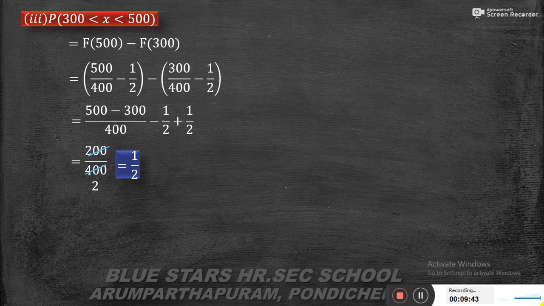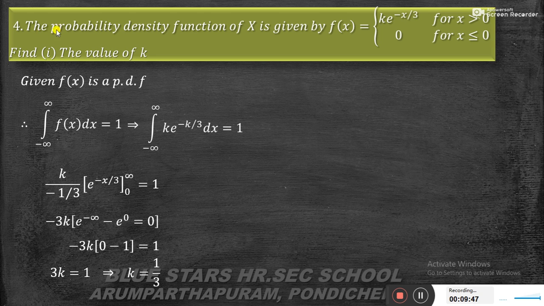You see the fourth problem. The probability density function of x is given by, probability density function means small f of x, so they give the small f of x equal to k into e power minus x by 3 for x greater than 0 and 0 for x less than or equal to 0. They ask the question, find the value of k, subdivision 1. Second subdivision, the distribution function. Distribution function means we will calculate the capital F of x.